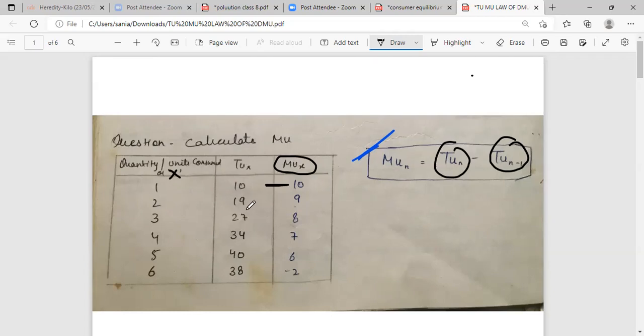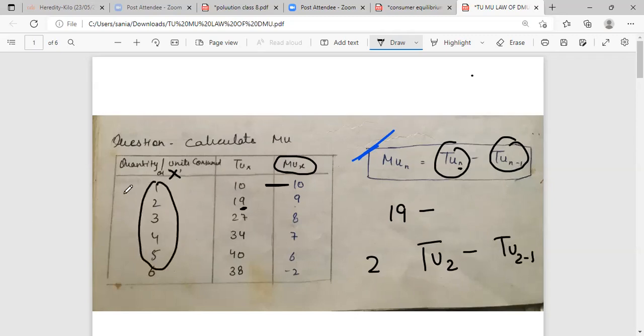For the second one, your TUN is this, so it is 19, right? And TUN minus 1 is basically the first one. For example, if you are taking out the second number, N is basically the number. So it is TU for second minus TU for 2 minus 1. Your N is the number here.